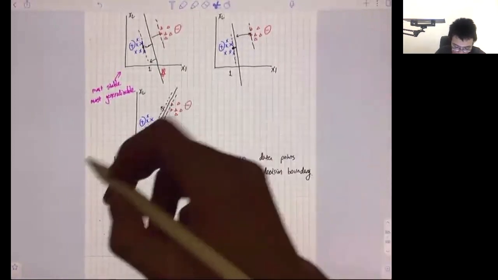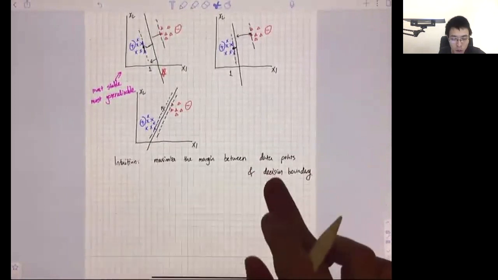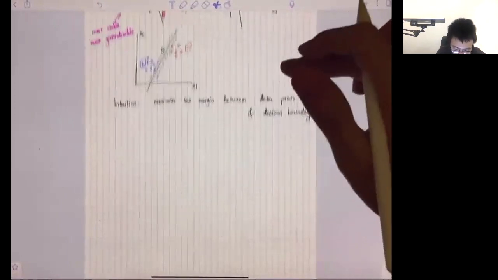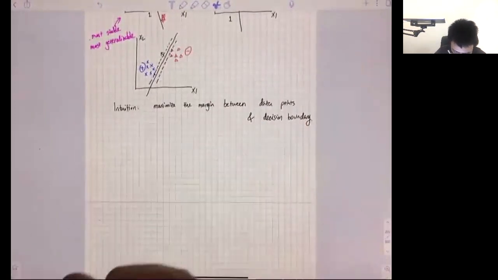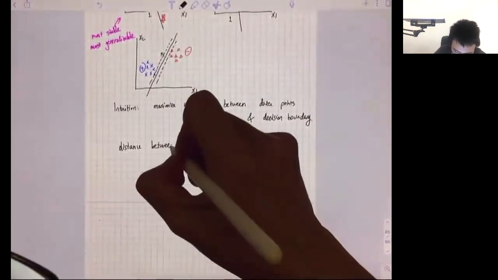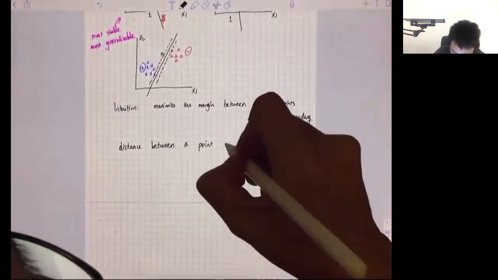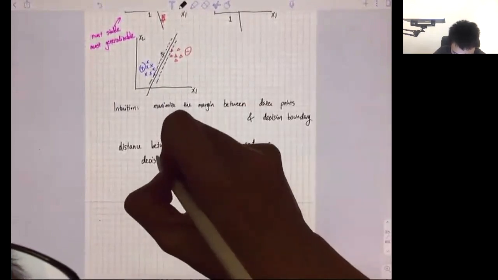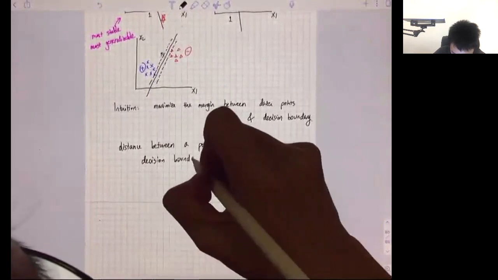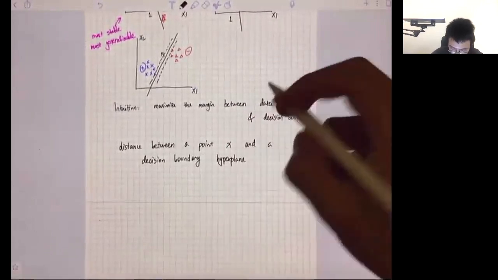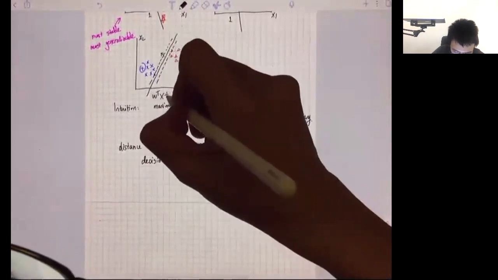So the next thing is, how can I formulate this intuition into equations, and how can I solve that problem? The formulation is, what is the distance between a point X and a decision boundary? Here it's a linear decision boundary, so it's a hyperplane. Maybe I call this hyperplane W transpose X plus B.